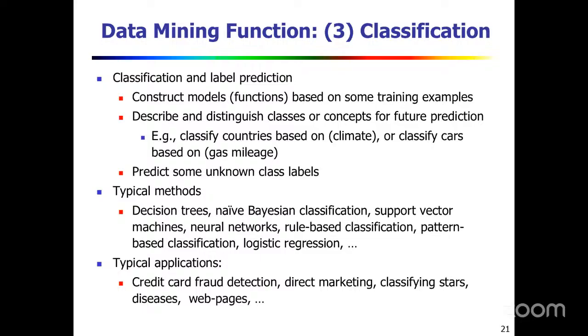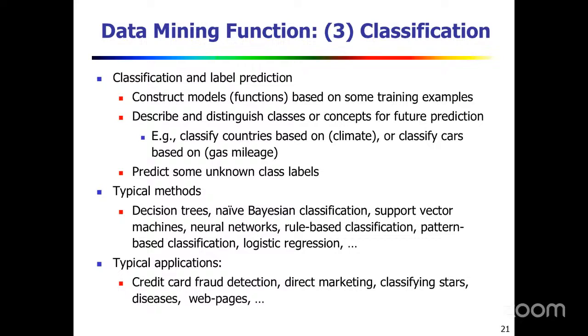Classification and label prediction. We need to classify whatever information is available. For example, the percentage of students is classified: less than or equal to 50% is one category, greater than 50% and less than 60% is the second category, then 60 to 69% is one category, then 70% to 79%, then 80% to 89%.